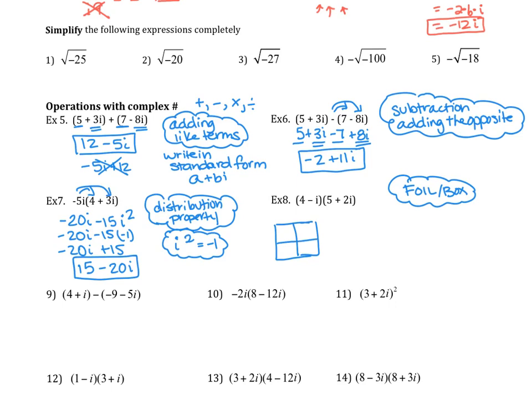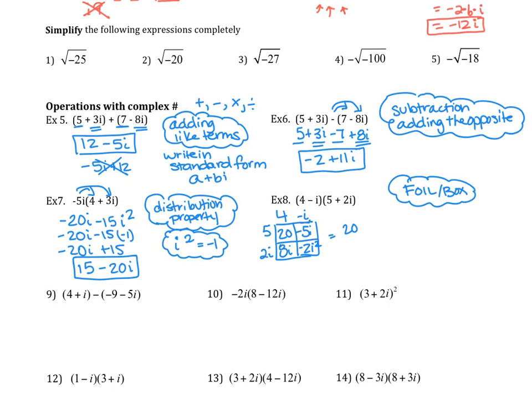And I get 4, negative i. I'll write across the top, and 5 plus 2i down the side. 5 times 4 is 20. 5 times negative i is negative 5i. 2i times 4 is 8i, and 2i times negative i, be careful, the 2 and the negative, I've got negative 2i squared. So this gives me 20.